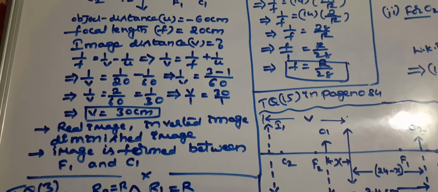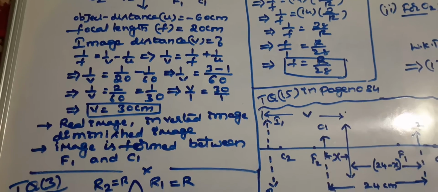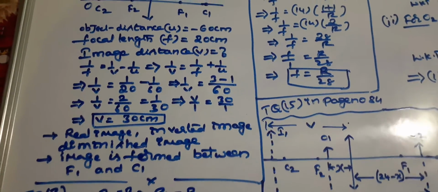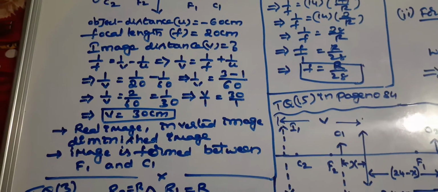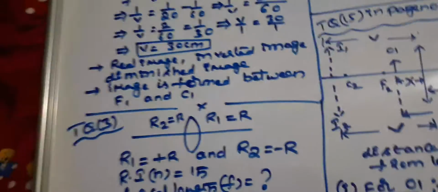It is a real image, inverted image and a diminished image. Size of image is smaller than the size of object. And this image is formed between focal point f1 and c1. So image distance is 30 centimeter. Next, textual question number 3, students.